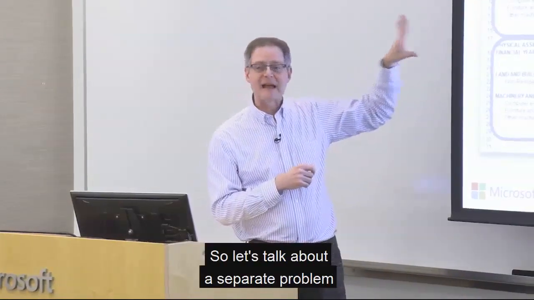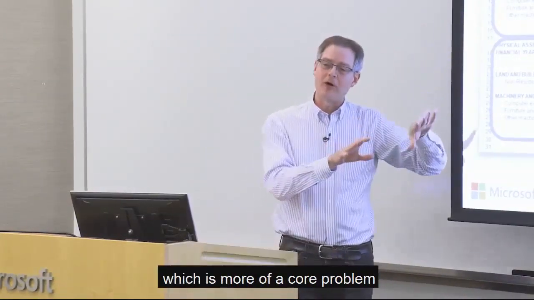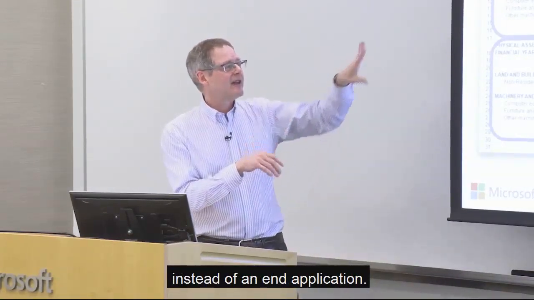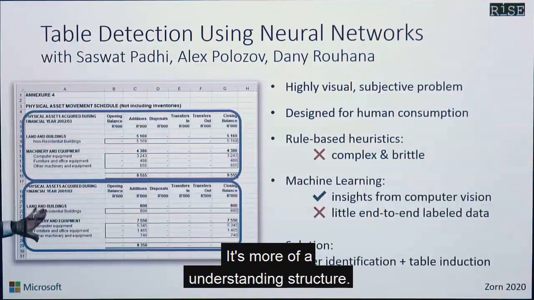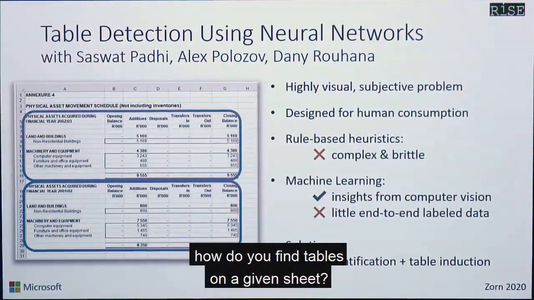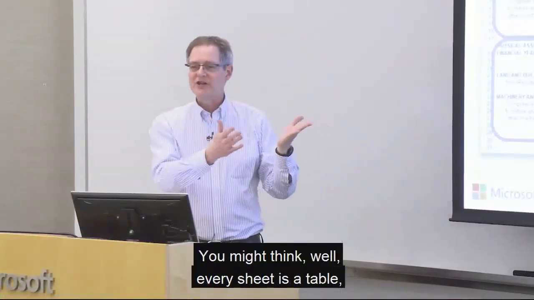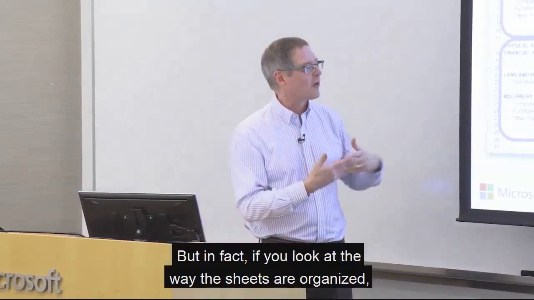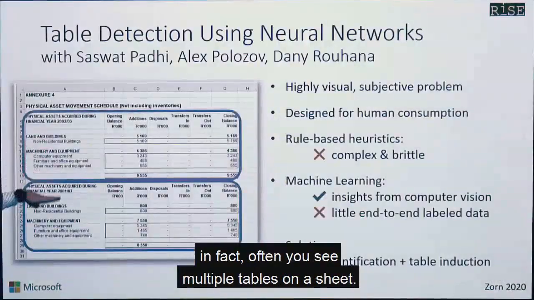So let's talk about a separate problem, which is more of a core problem instead of an end application. It's more of an understanding of structure. And the problem I'm going to talk about is, how do you find tables on a given sheet? Now, you might think, well, every sheet is a table. It's just one table. But in fact, if you look at the way that sheets are organized, often you see multiple tables on a sheet.